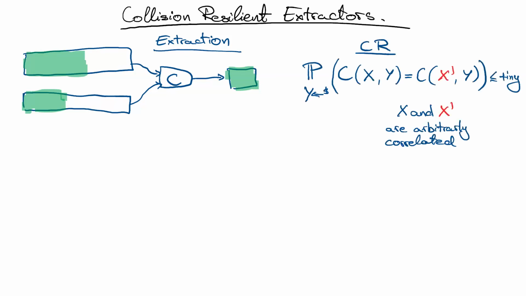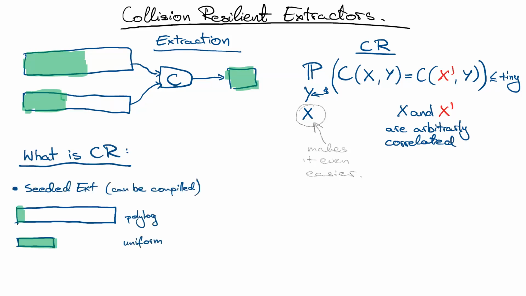And on top of that, we require collision resistance. So we require that if I look at X and X prime that are arbitrarily correlated but not equal, the probability of collision is tiny. And this probability can be taken over Y and over X, which makes it even easier, right? So the natural question is, what's collision resilient?